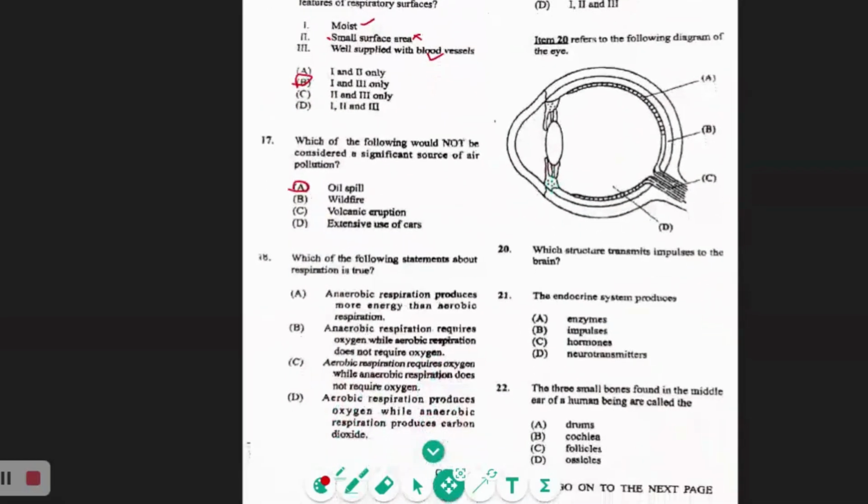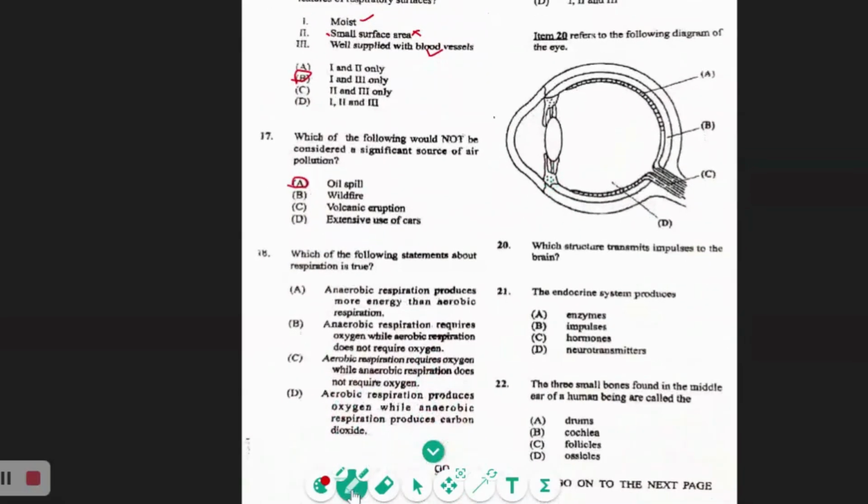Let's go down a little bit to C18. Which of the following statements about respiration is true? The answer would be C, because aerobic respiration requires oxygen, while anaerobic respiration does not require oxygen.